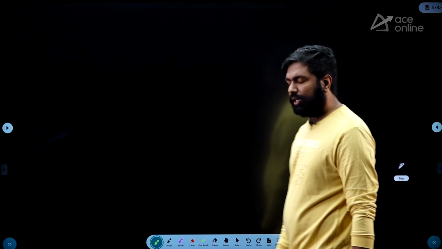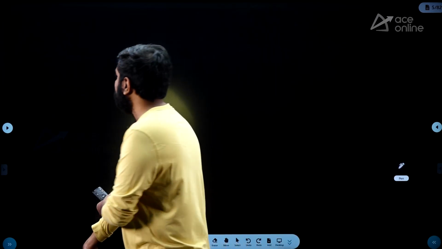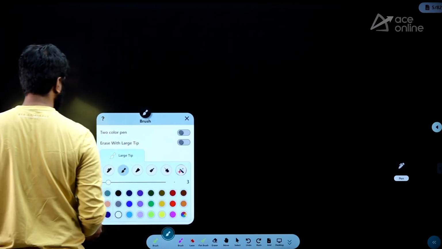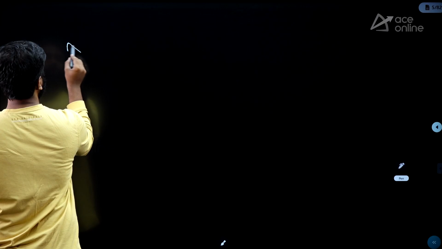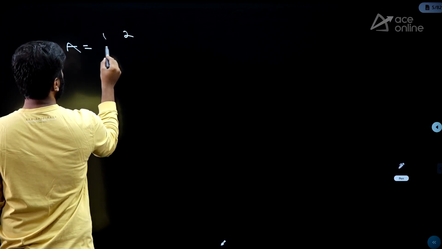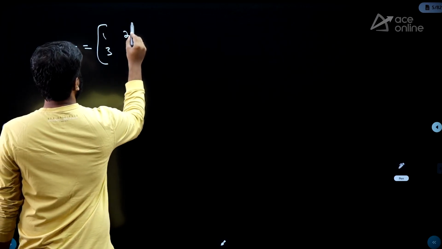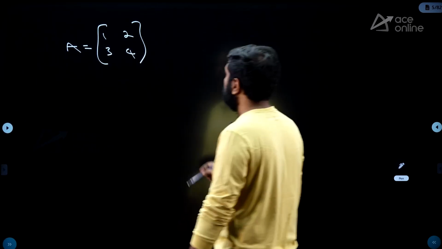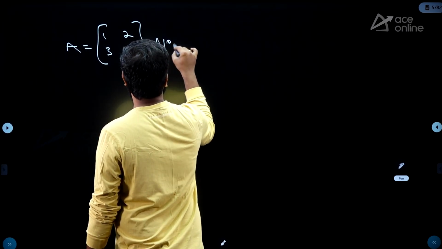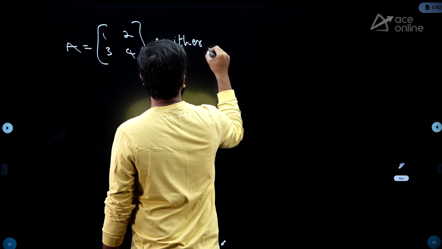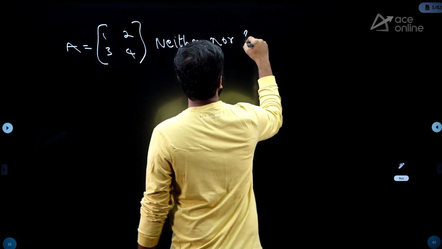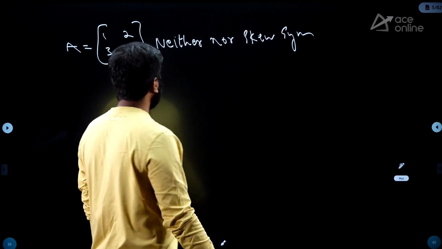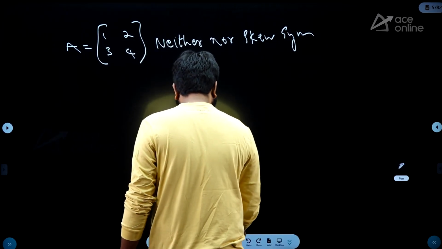There was one interesting case, which I'll discuss because this was also asked in your examination. Suppose I give you a matrix like this: 1, 2, 3, 4. Students, tell me what kind of matrix this is. Is it symmetric or skew-symmetric? Neither symmetric nor skew-symmetric.